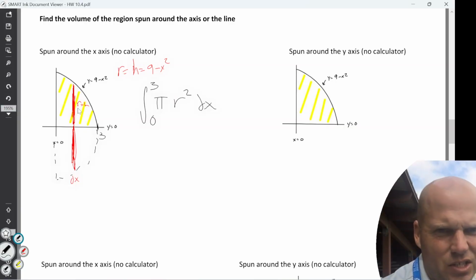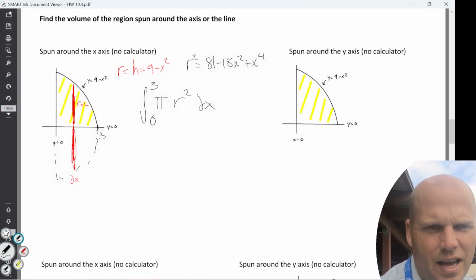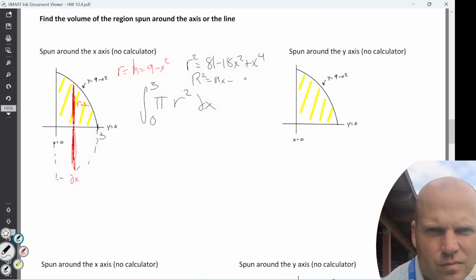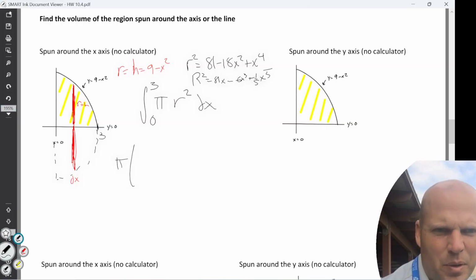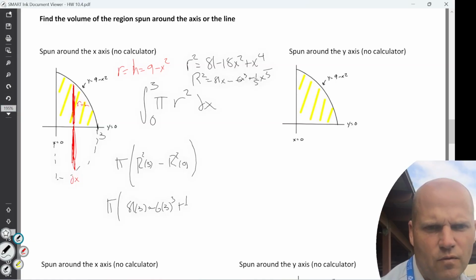Now, what if I wanted to get this answer without a calculator? Well, I'm going to need r squared. This guy shows up again. And I'm going to need the antiderivative, big R squared. So I'd have pi big R squared of 3 minus big R squared of 0. You could say volume, and this is big V. There's so many different ways to do this. So I'd have 81 times 3 minus 6 times 3 cubed plus 1/5 times 3 to the 5th. The key is you have to simplify this, minus 0. You have to simplify your R squared.